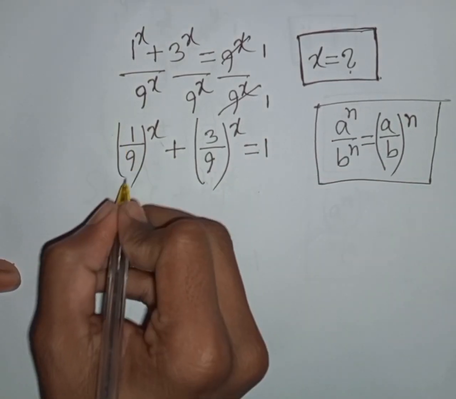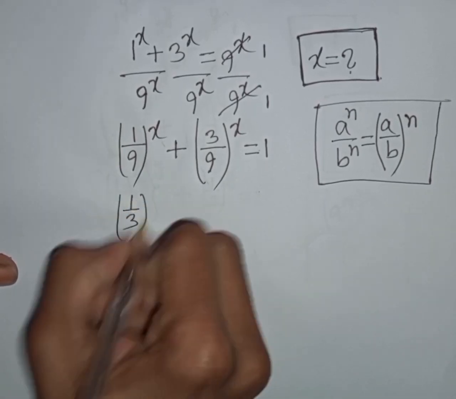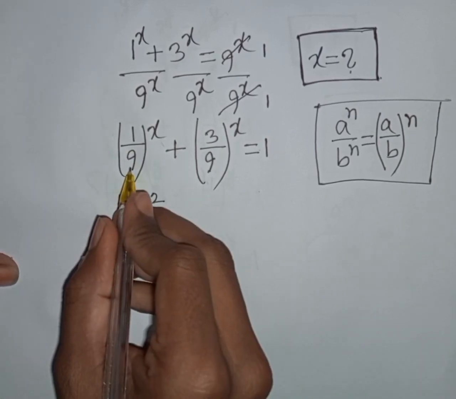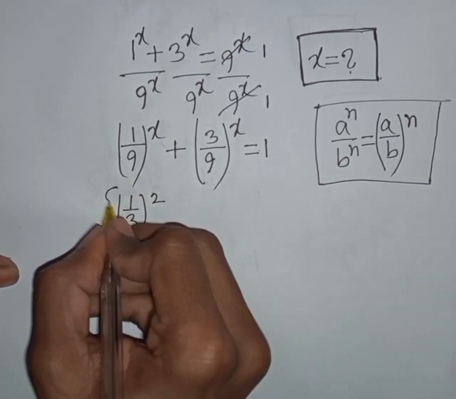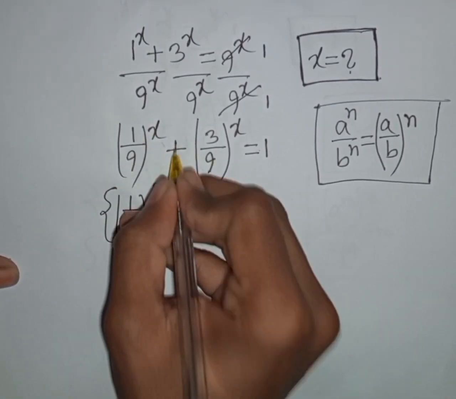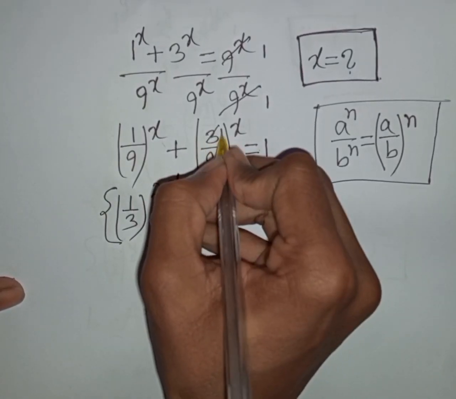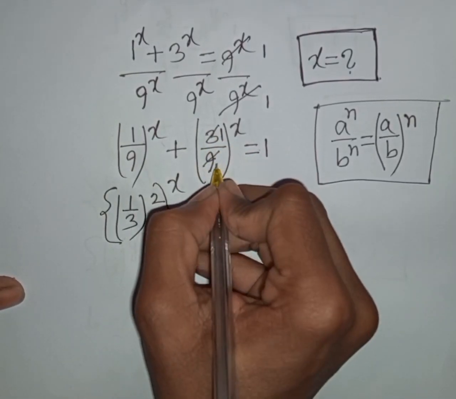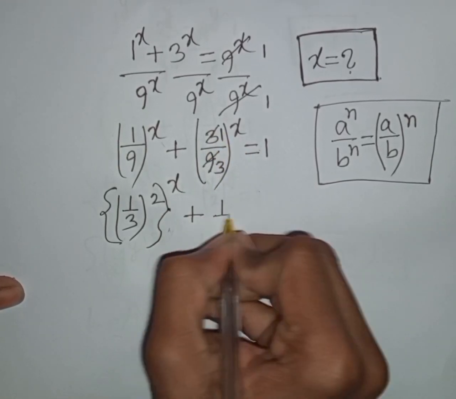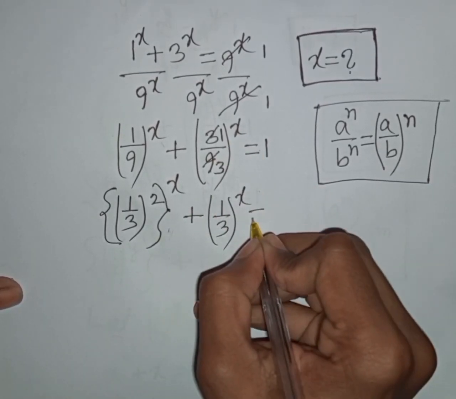Now 1 by 9 can be written as 1 by 3 bracket power 2. 1 over 3 square is the same as 9. Then this first bracket can be written as the second bracket, power of x, plus 3 divided by 3, that means it will be 1, and 9 divided by 3, that means it will be 3. So we have 1 over 3, bracket, power of x is equal to 1.